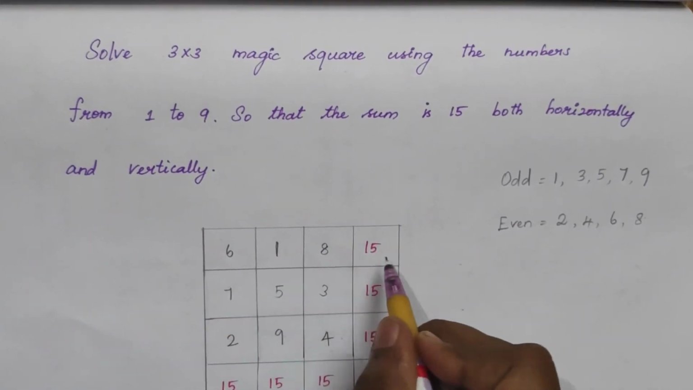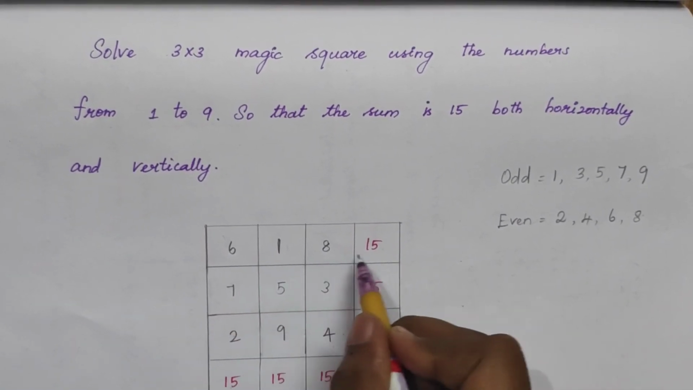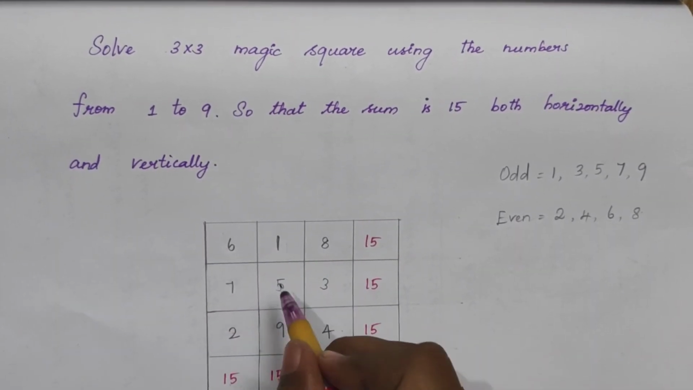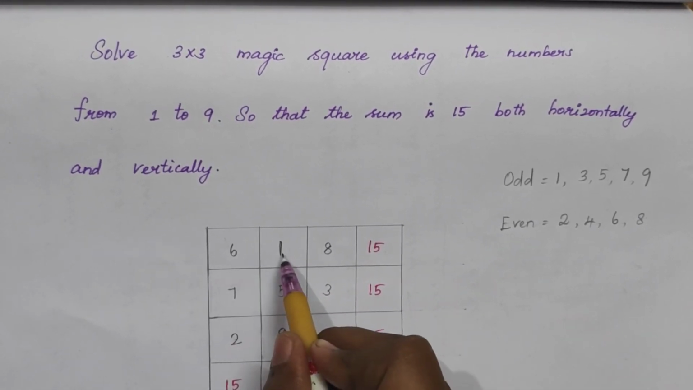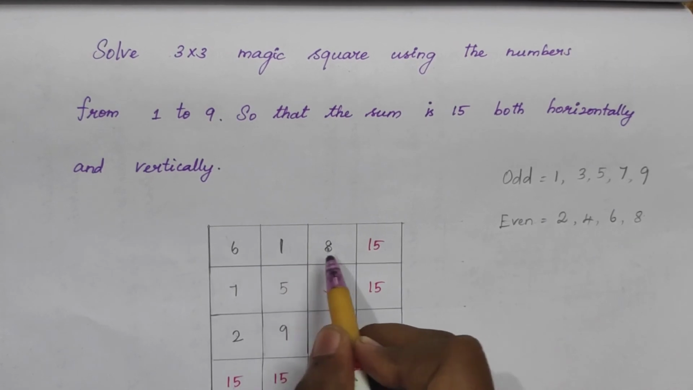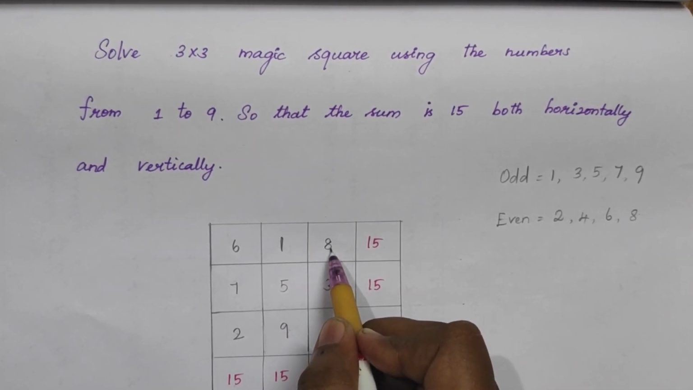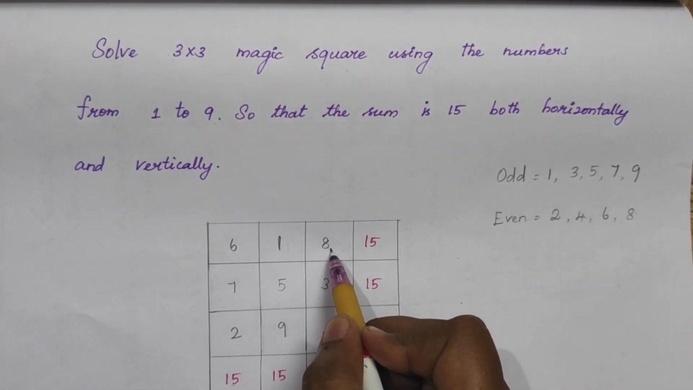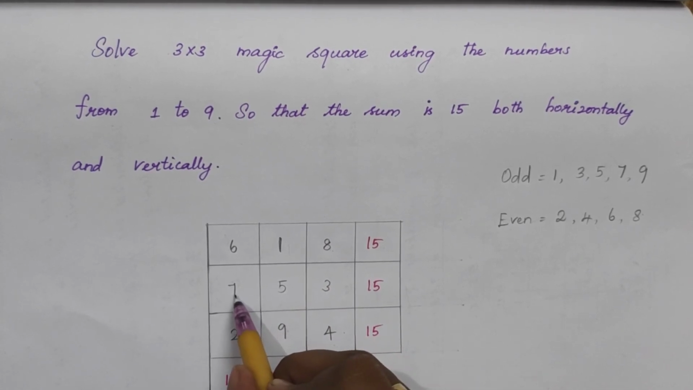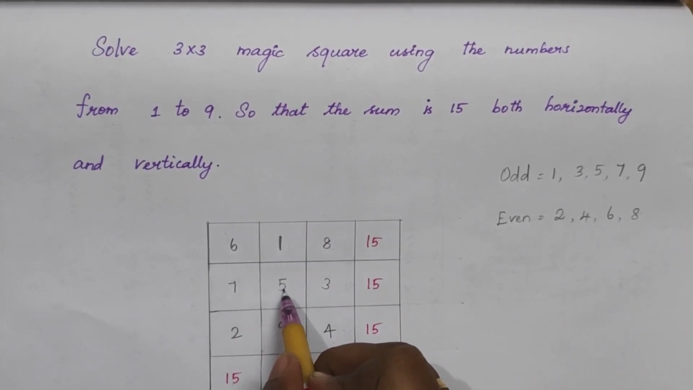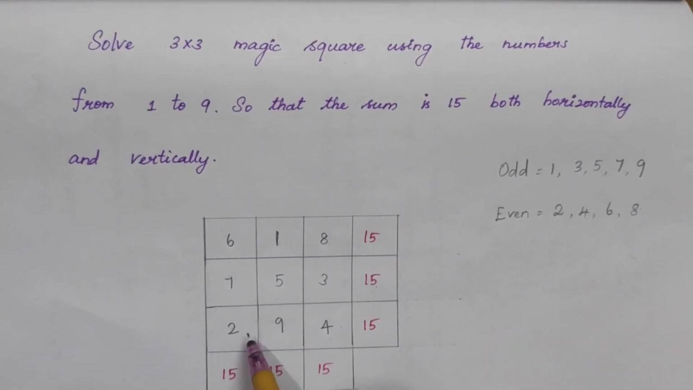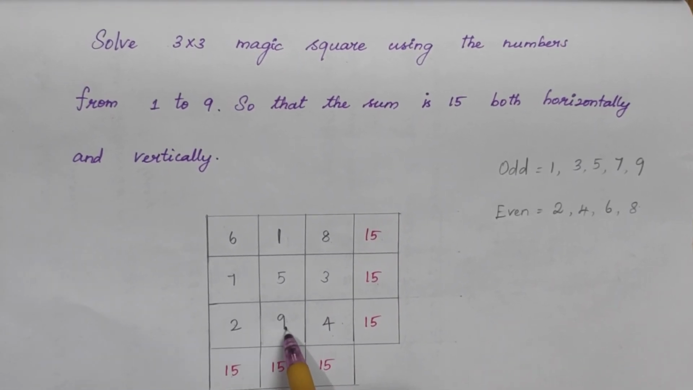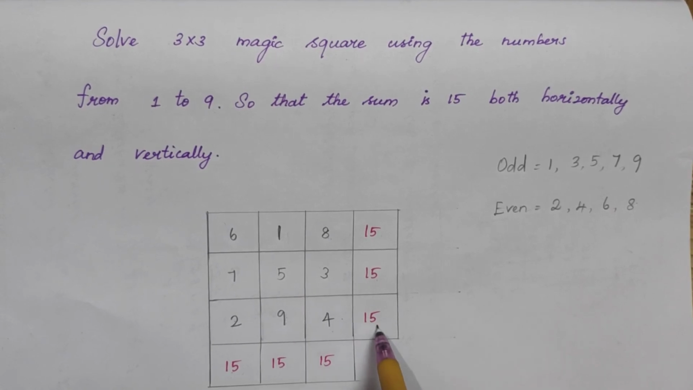Now you can check by counting the rows and columns whether you are getting the sum of 15. 6 plus 1, 7. 7 plus 8 is 15. Then 7 plus 5 is 12. 12 plus 3 is 15. 2 plus 9 is 11. 11 plus 4 is 15.